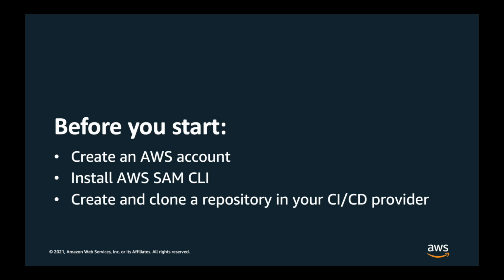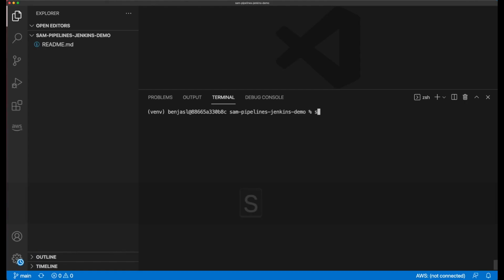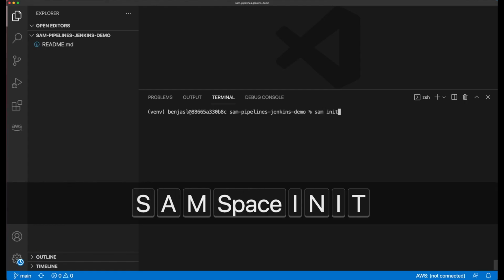Before starting, I already have an AWS account for my development and production stages. I've downloaded and installed the latest version of SAM CLI, and I've created an empty GitHub repository and cloned it to my local machine. I've also had to install a couple of necessary plugins in Jenkins. There's the Docker plugin, Docker Pipeline plugin, and a plugin called Pipeline AWS Steps, which contains the AWS Credentials plugin as a dependency.